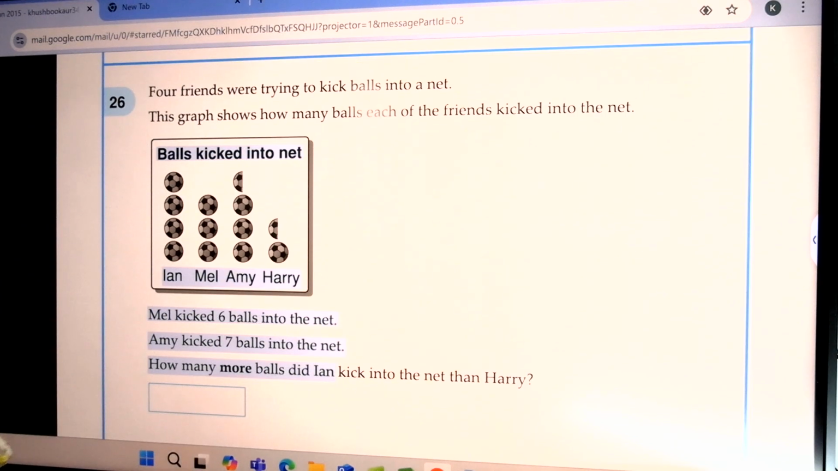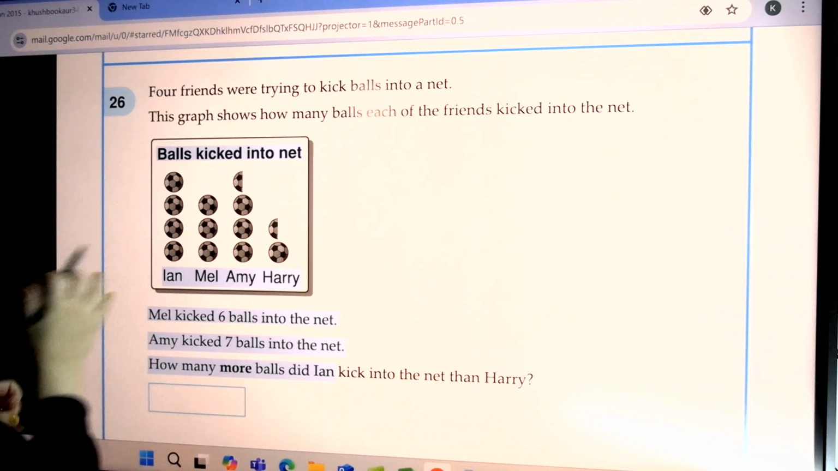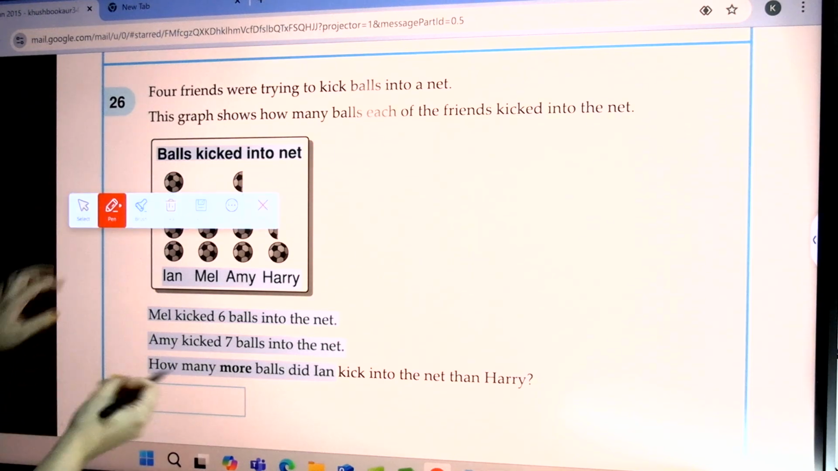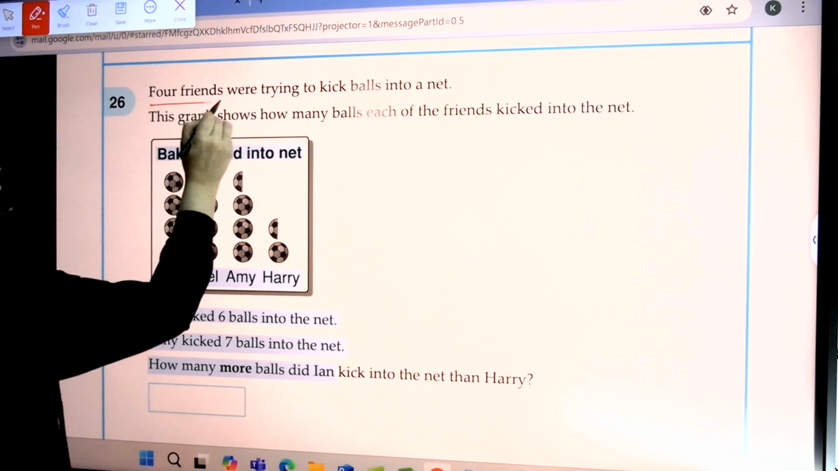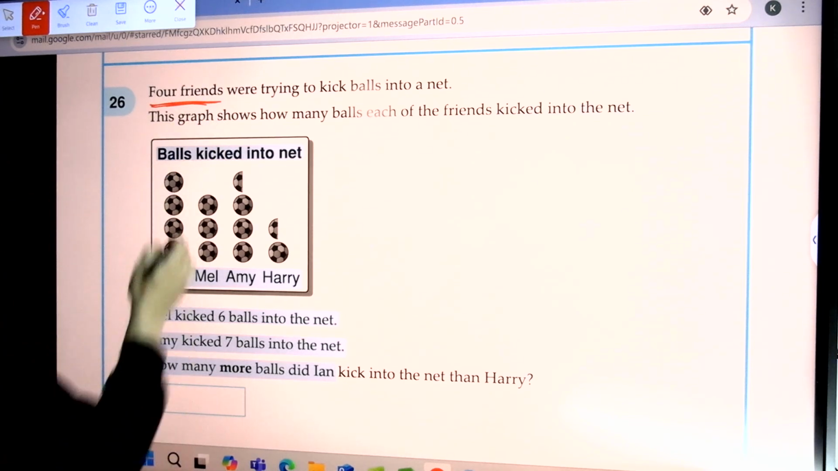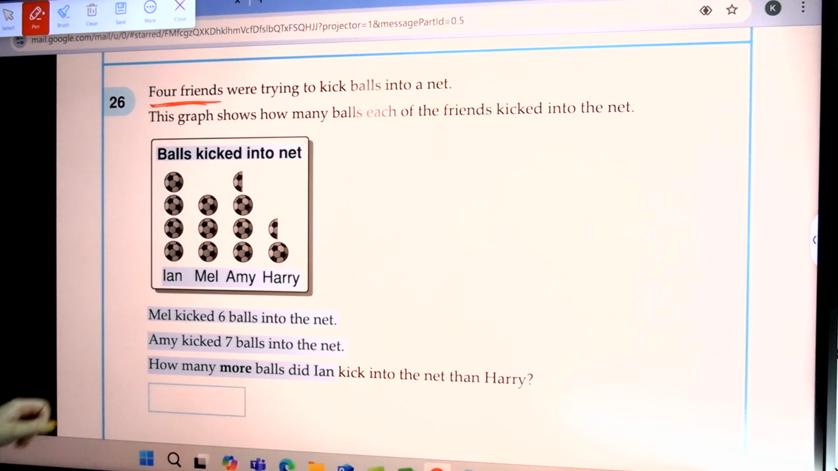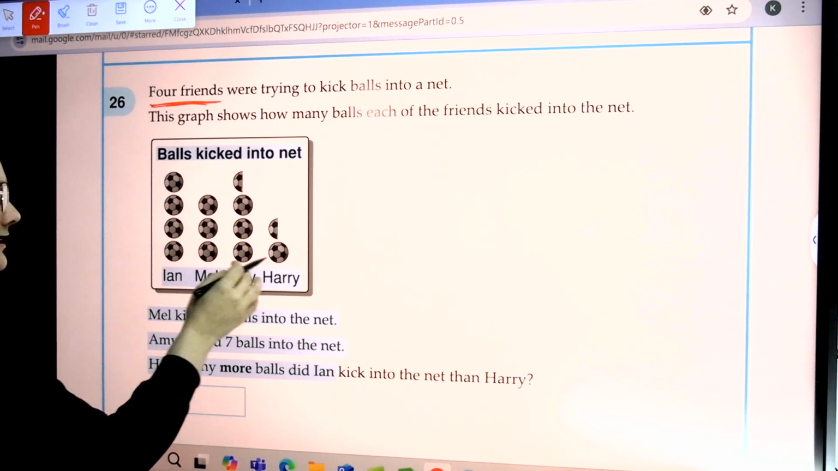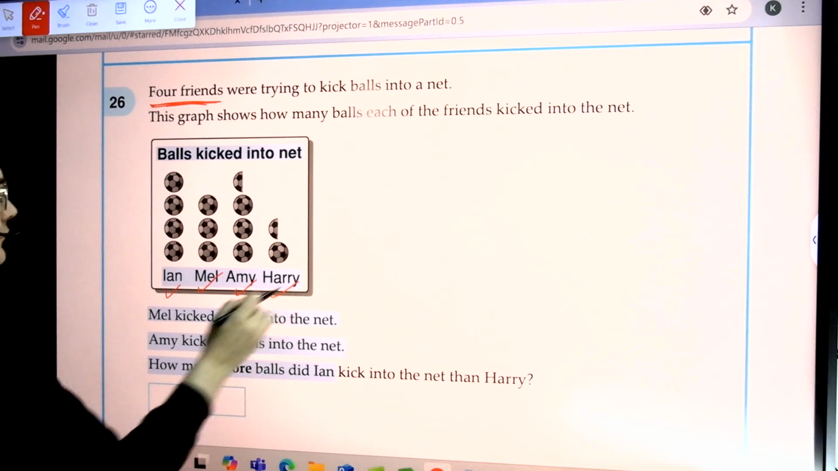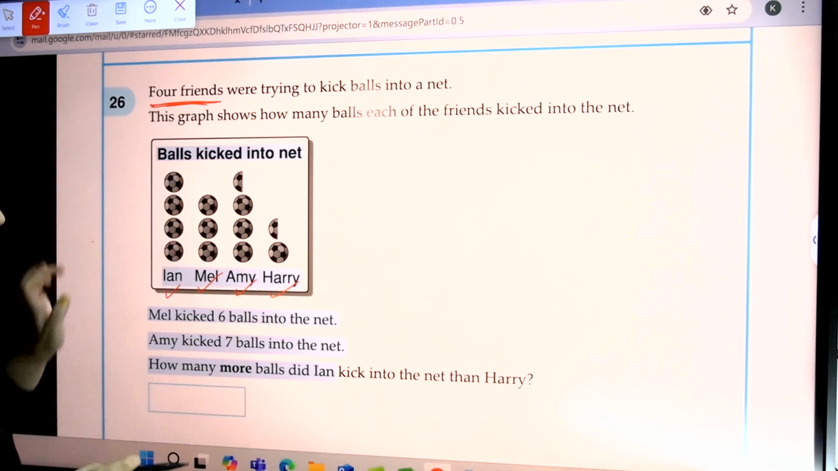4 friends were trying to kick balls into a net. So always pay special attention to important numbers given in the question. 4 friends. Okay, 4 friends are there. This graph shows how many balls each of the friends kicked into the net. Okay, Ian, Mel, Amy, Harry. So they are 4 friends, and this is the pictograph basically. In that they are trying to show how many balls were kicked there.